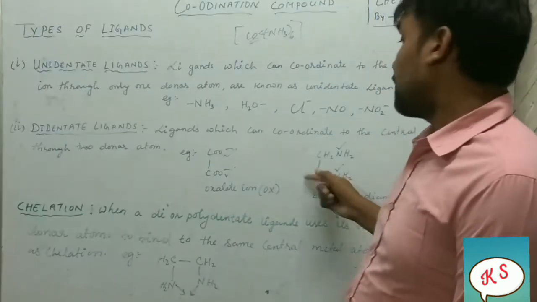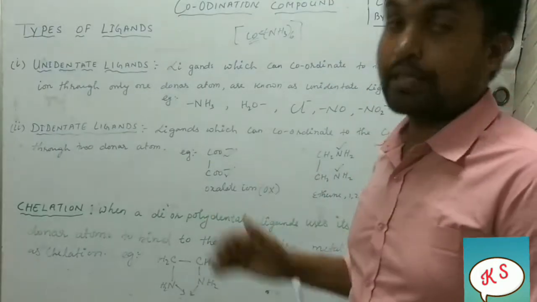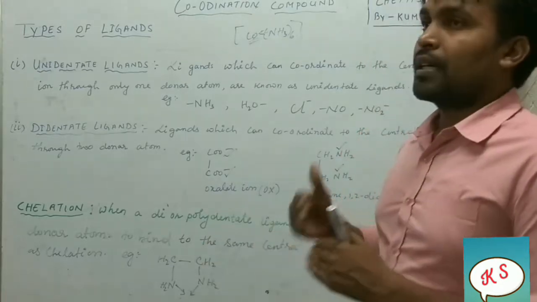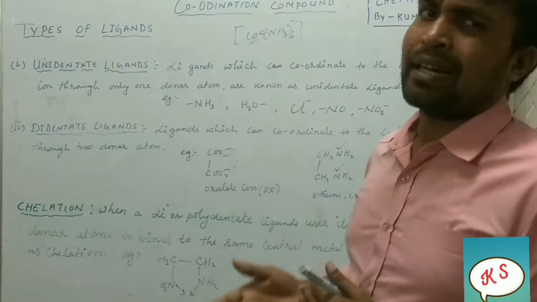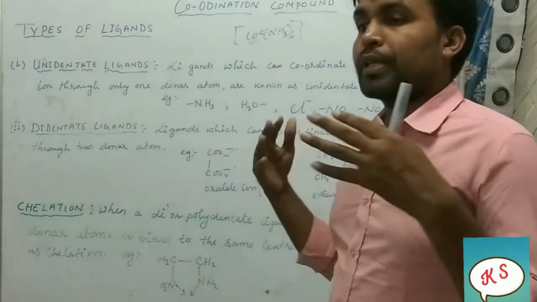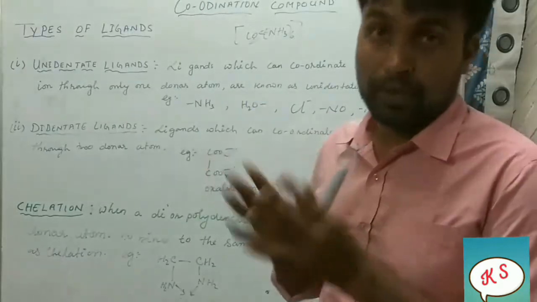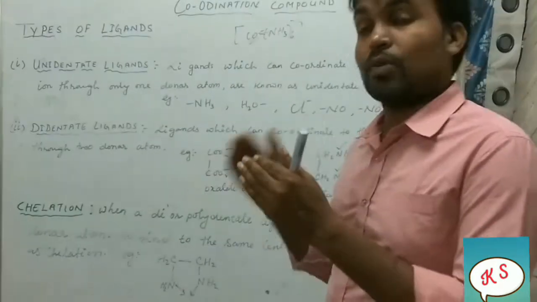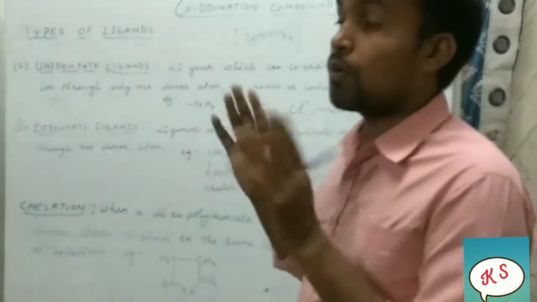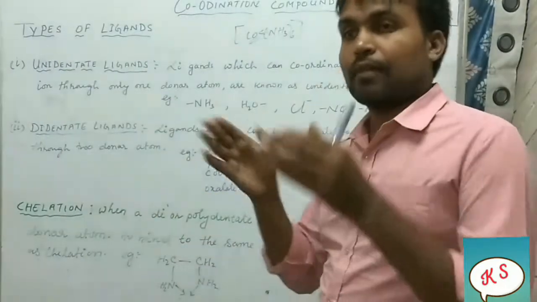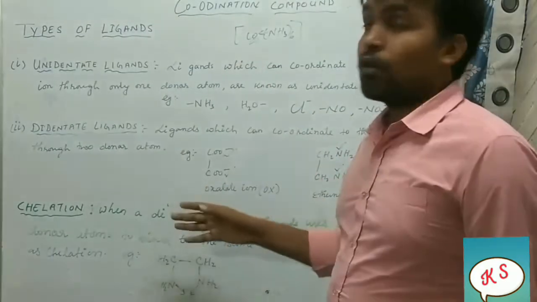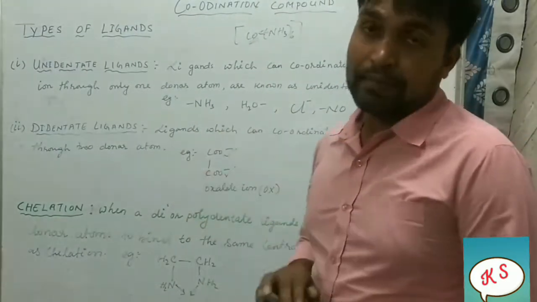So this kind of ligand, we call it what? Didentate ligand. Similarly, there are tridentate, tetradentate, and pentadentate ligands also. The tridentate will be what? Through three sides they can form a coordinate bond, so those will be called tridentate. Tetra means through four sides, there will be four donor atoms through which they can form coordinate bonds, and so on. So I hope you understood the concepts of types of ligands.